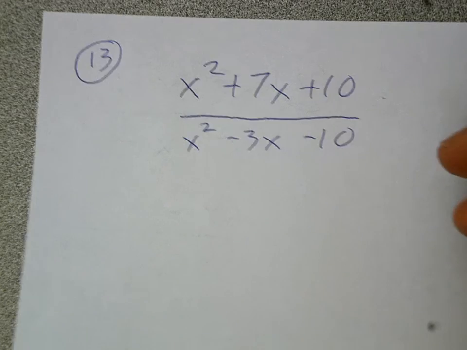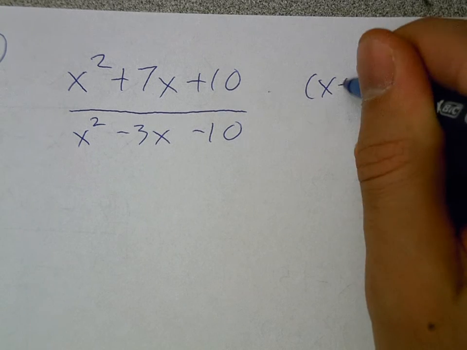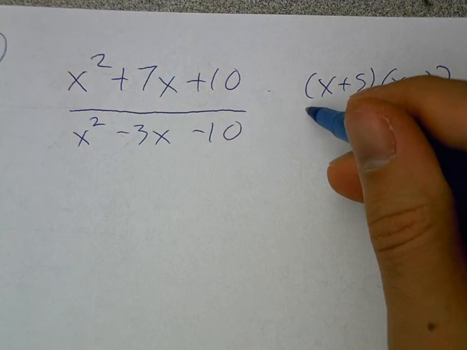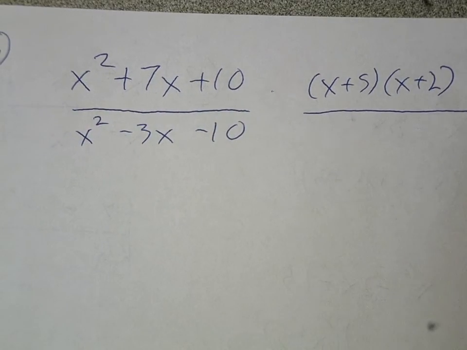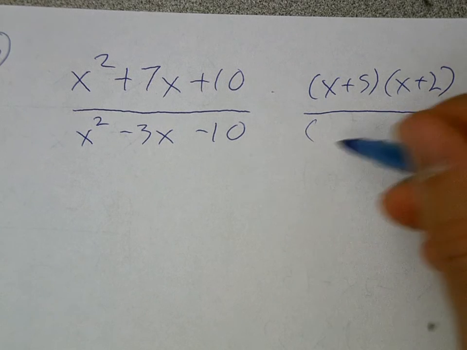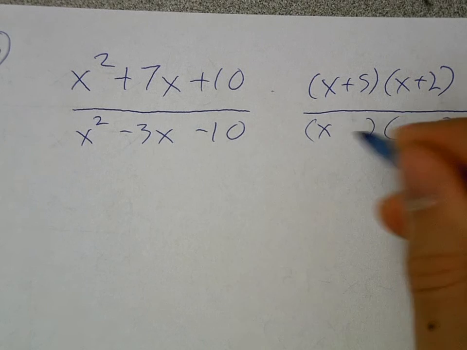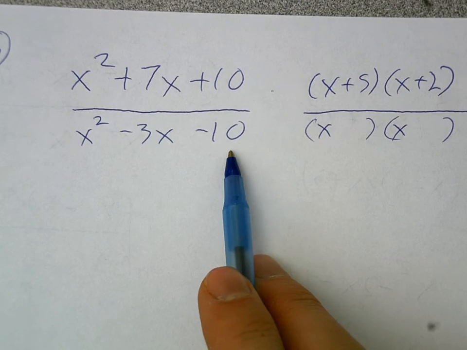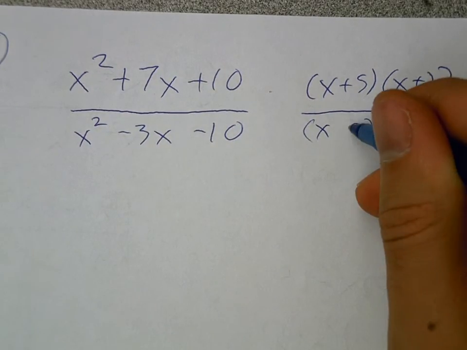So most of us got the first top part just fine. x plus 5, x plus 2. That was fine. But let's make sure we got the bottom part right. So Christian, I'm going to have you finish this one. We know it's going to be x and x again, because that makes the x squared. So Christian, what were the two numbers that multiplied to make 10? 5 and 2. Okay, so we know we have a 5 and a 2.